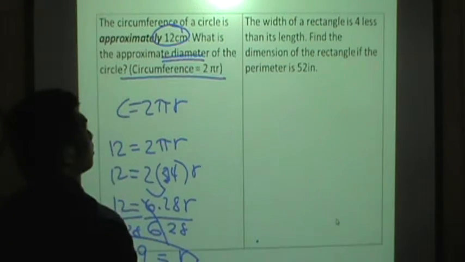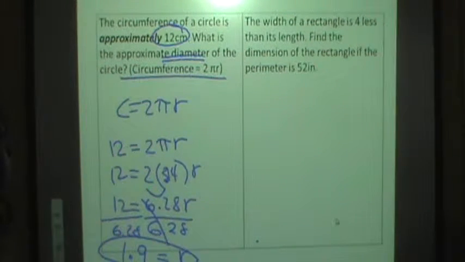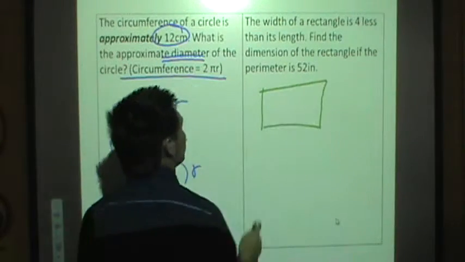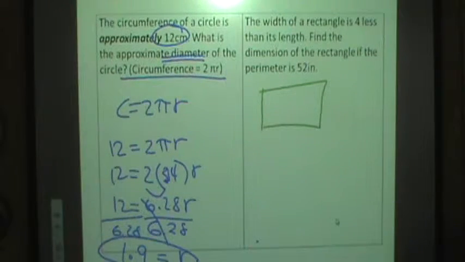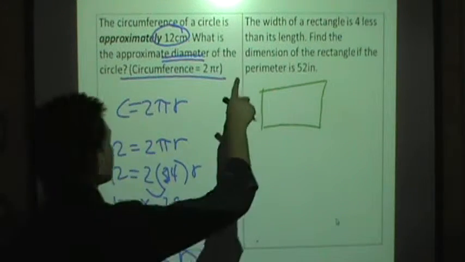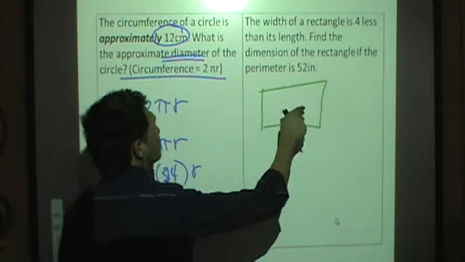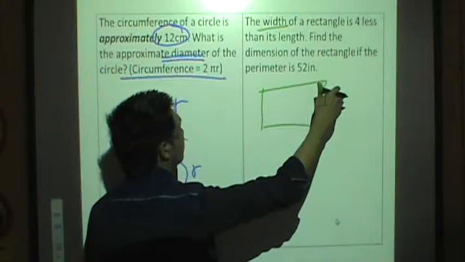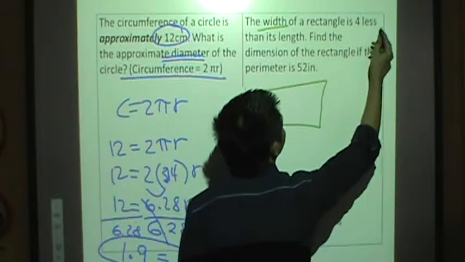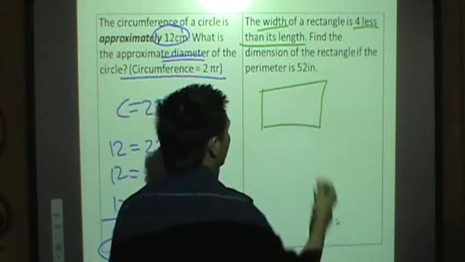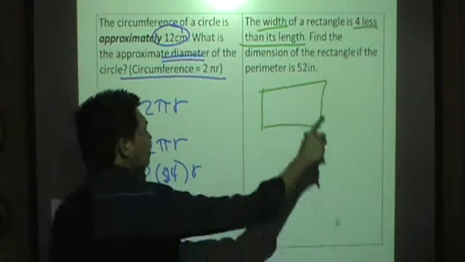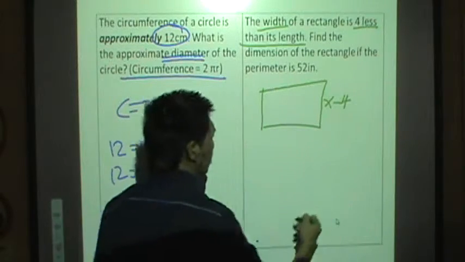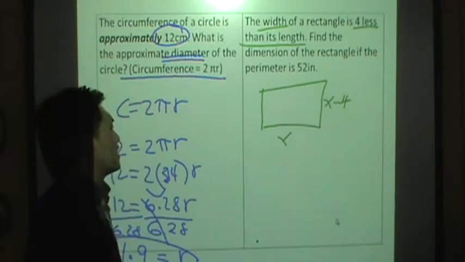For the last box, we have the width of a rectangle is 4 less than the length. First, make sure you illustrate the problem. The problem is dealing with a rectangle, so make sure you have a rectangle drawing. You have to remember this is your length and that is your width. The width of the rectangle is 4 less than the length. So if the width is 4 less than the length, that means we have x minus 4, and your length is going to be x.